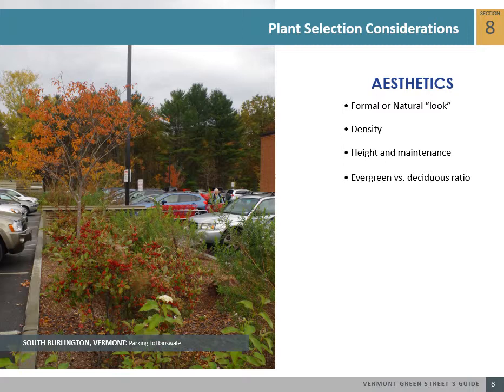The last aesthetic consideration is how much of the plant material should be designed as evergreen versus deciduous. It is recommended that at least 70% of the plant palette, excluding trees, be evergreen. This helps to ensure that Green Streets projects have year-round plant structure. Having a predominantly evergreen Green Street also helps slow water runoff due to the persistence of leaves.